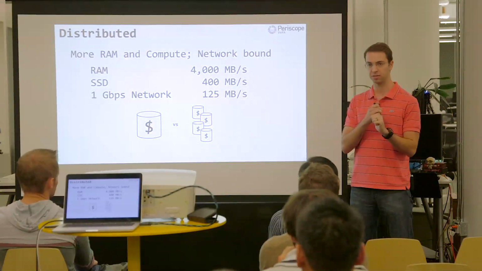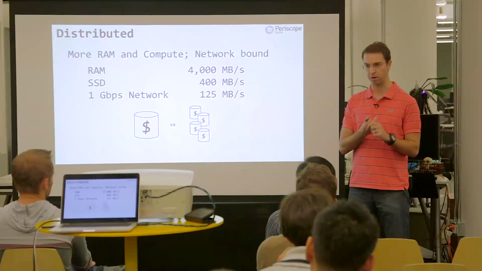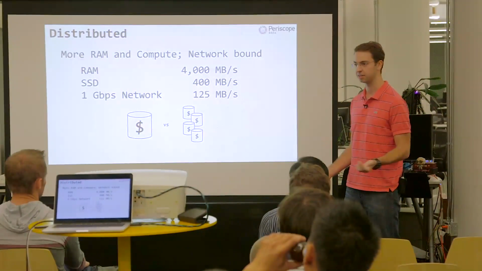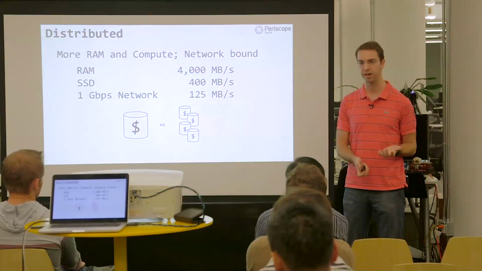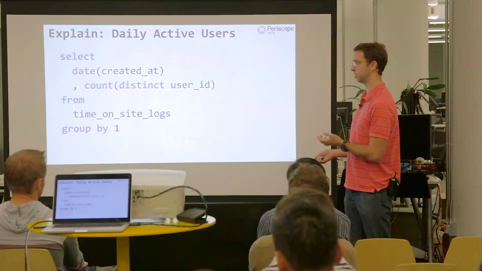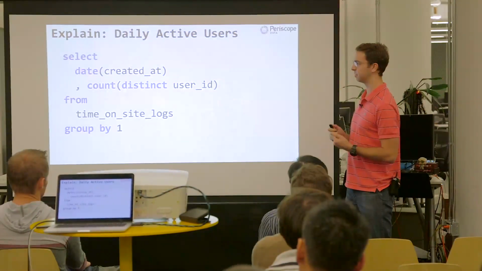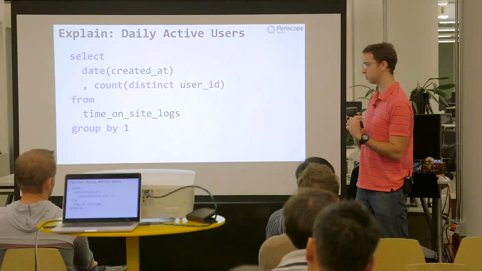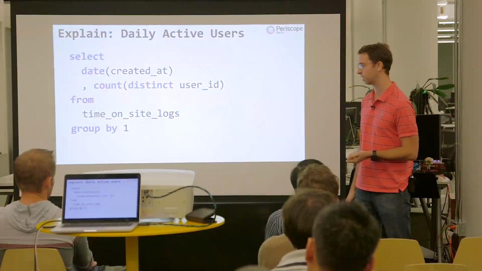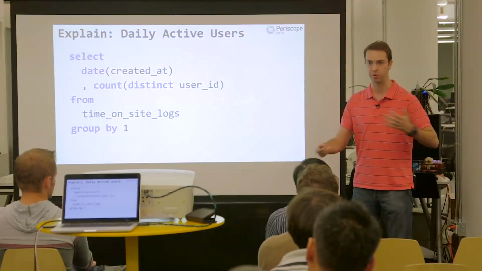Right? RAM is 4 gigabytes a second. SSDs are a 10th that speed, but still really fast. But when you have a cluster of nodes, they're bound by gigabit network or something a little bit faster. And so that affects queries like this. This is a basic daily active users query. So you have a date, you have count distinct users. This is from one of our tables, time on site logs, which says when our customers are viewing the site.